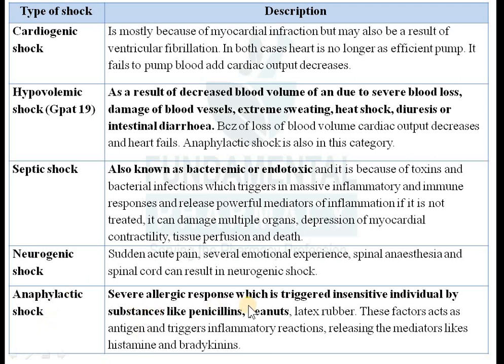So it is due to a severe allergic response which is triggered in individuals sensitive to substances like penicillins and peanuts and others like latex rubber, or anything that can be antigenic in nature. That will trigger anaphylactic shock, a severe allergic reaction. कि मान लीजिए कि आपको पेनिसिलिन का, वैसे तो मोस्ट ऑफ द टाइम पेनिसिलिन का एलर्जी होता नहीं, लेकिन कुछ पेशेंट में होता है.